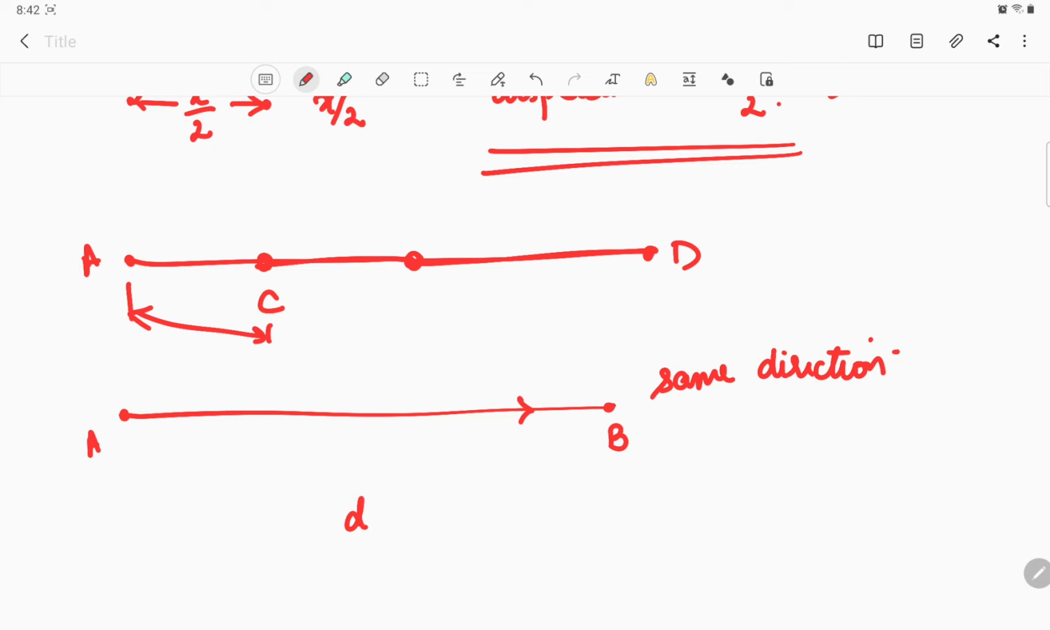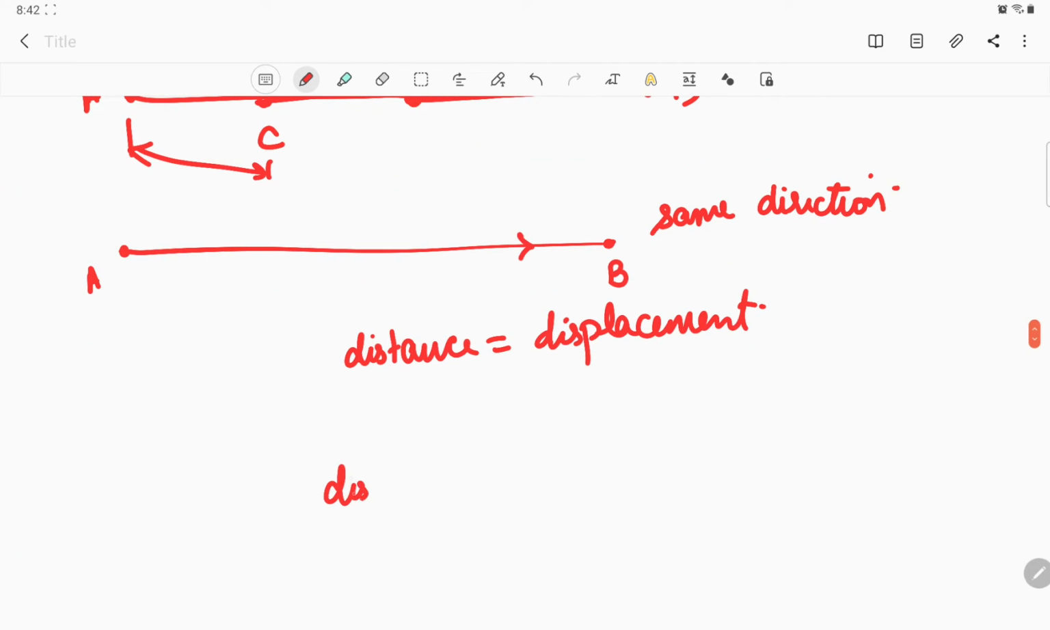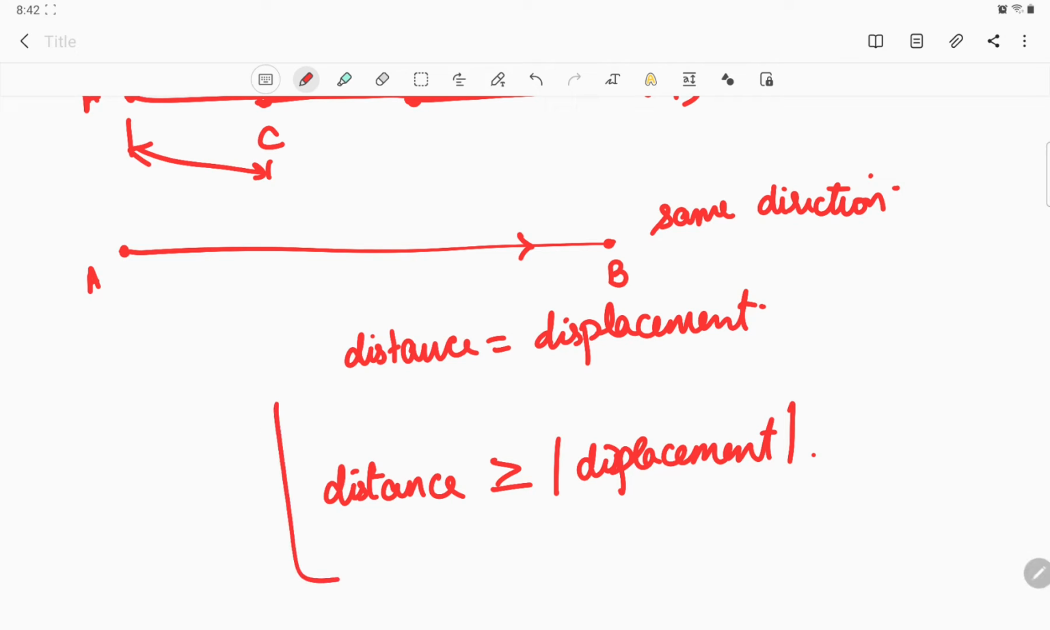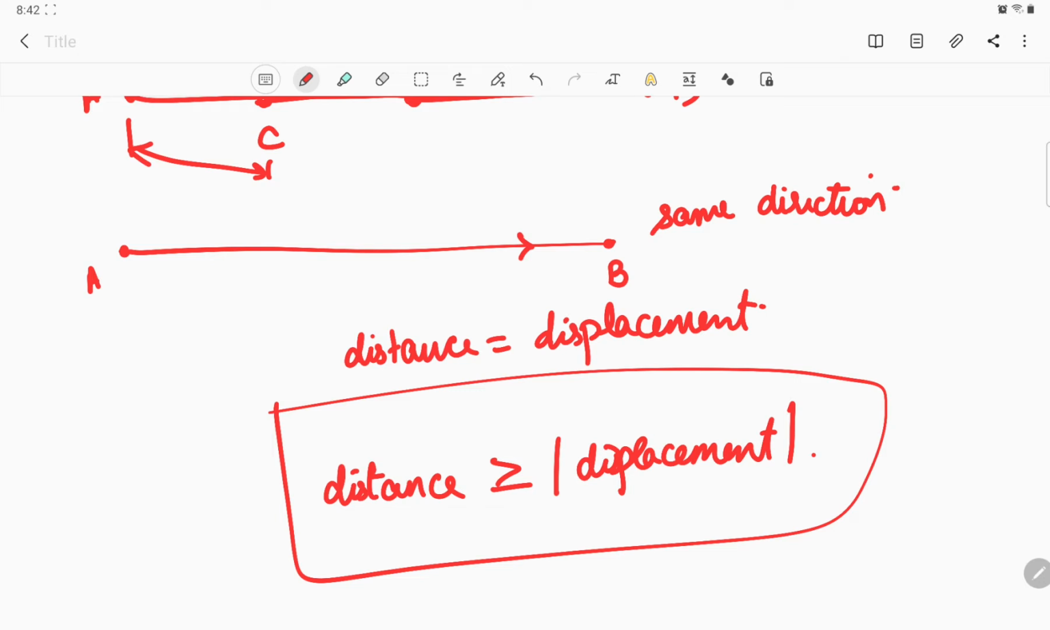Then in that case, you can say that distance is equal to displacement. Okay, so this is the idea behind it. Now, distance is always greater than or equal to the magnitude of displacement. So I'll write magnitude of displacement. Okay, this is a fact. So distance cannot be less than the displacement. Displacement can be less than or equal to the distance. So you know at which condition they are going to be equal.